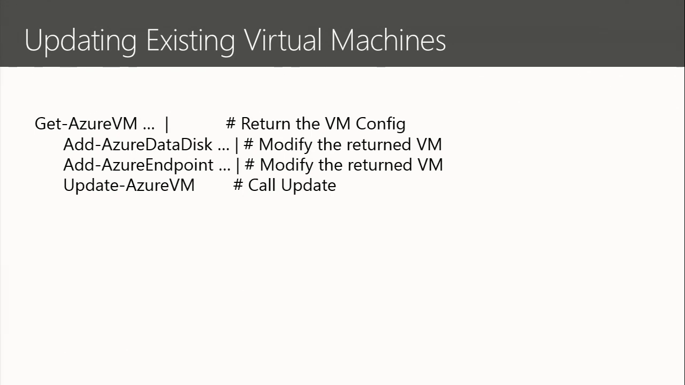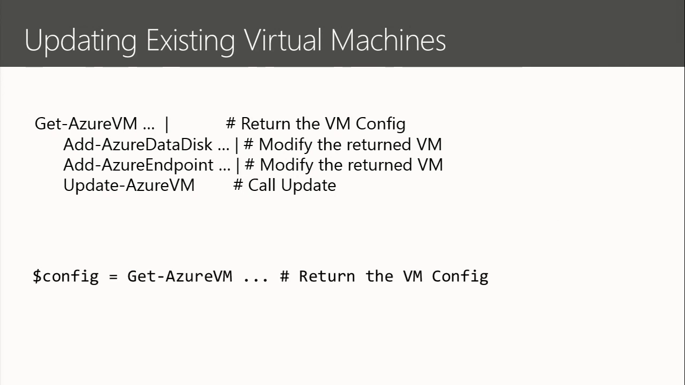We have a very similar composition model during creation that we can use for updates. So the main idea is you call Get-AzureVM that returns back that same configuration object that you used during creation. We use other commandlets, Add-AzureDataDisk and Add-AzureEndpoint to modify that config, and then we call update. Same concept, we're just modifying a config and posting it back to the Windows Azure REST API.